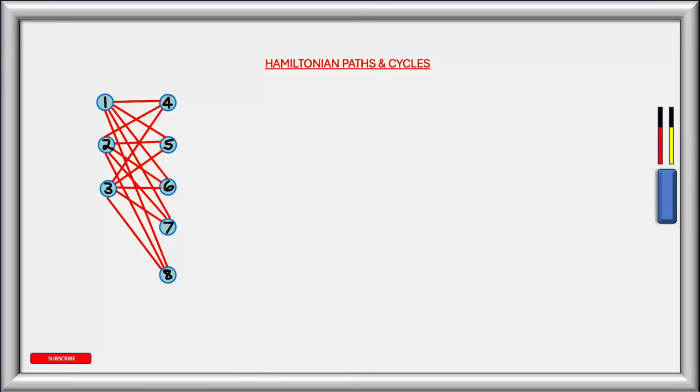So let's look at this graph. We have 8 vertices arranged in 2 columns. The first column contains 3 vertices, and the second column contains 5. Each vertex in the first column connects to every vertex in the second column. So we have a total of 15 edges. Can you find a Hamiltonian path or cycle in this graph?